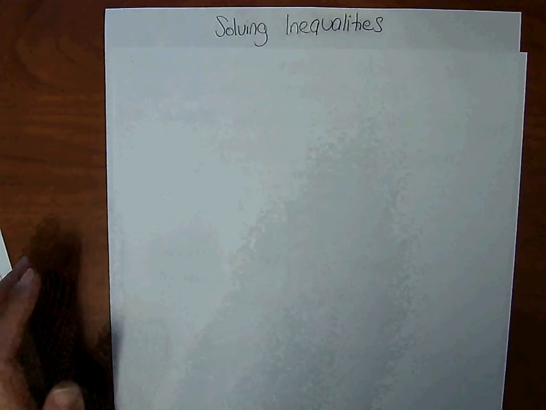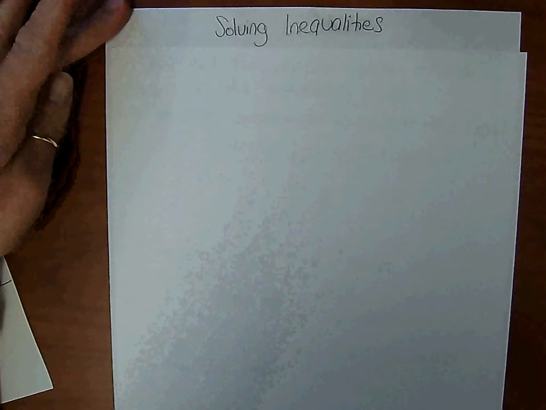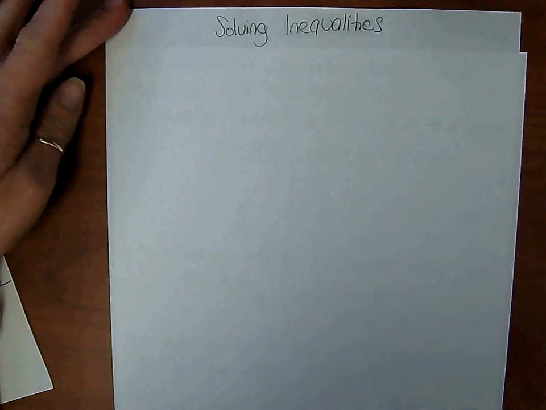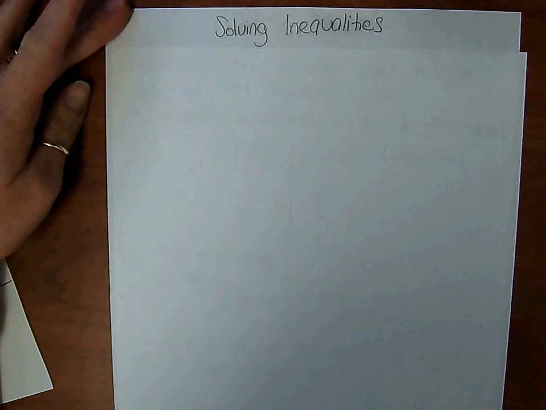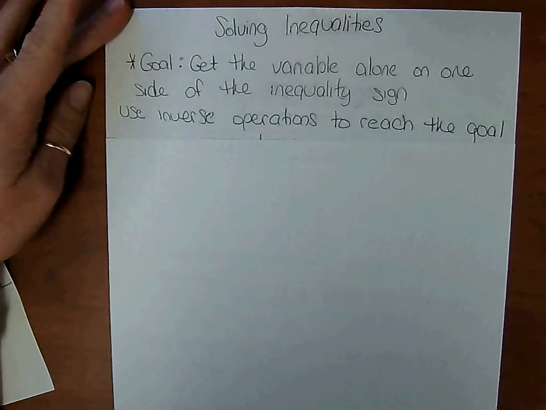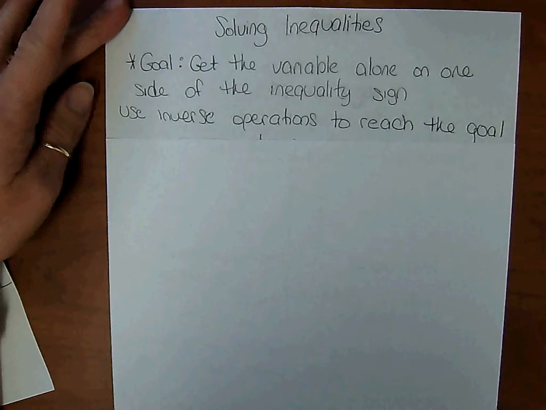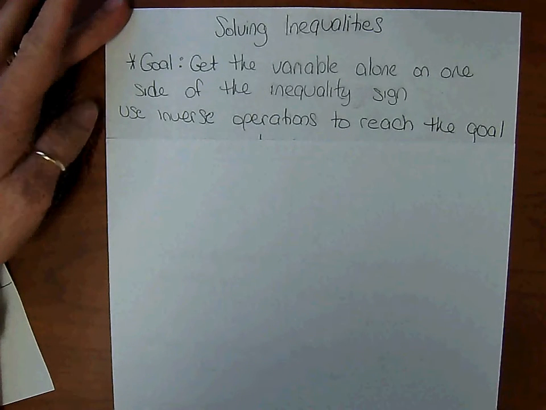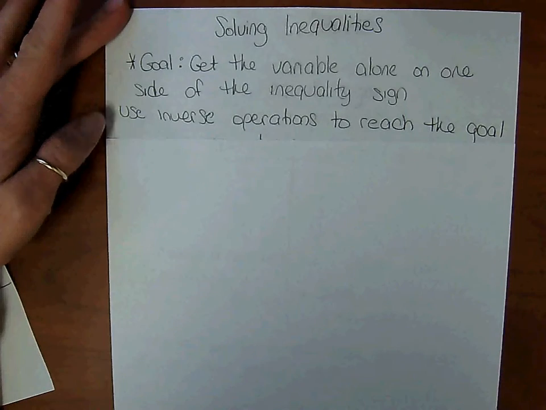Solving inequalities. For the most part, when you solve an inequality, it's still the same as solving an equation. You still have the same goal: get the variable alone on one side of the inequality sign. You're still going to use inverse operations to reach your goal.